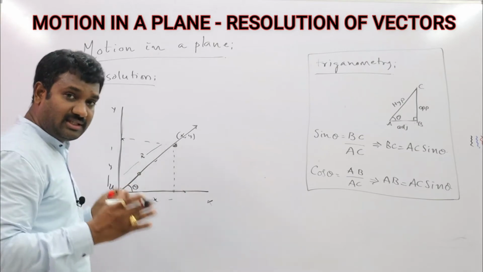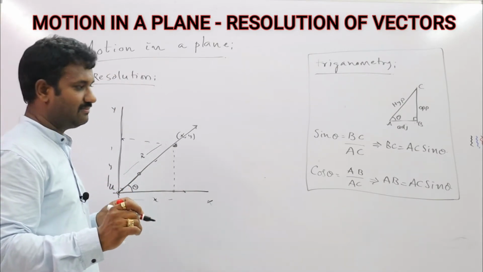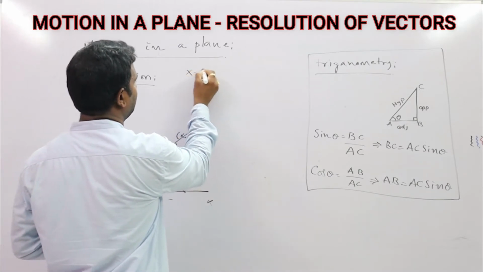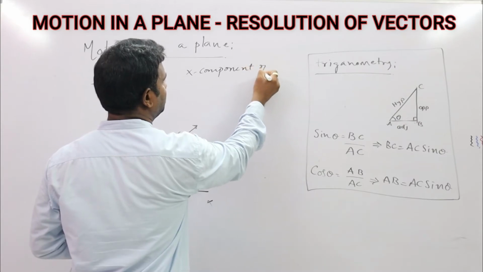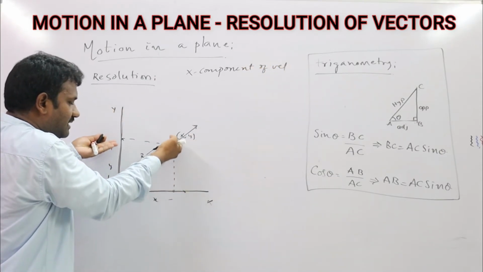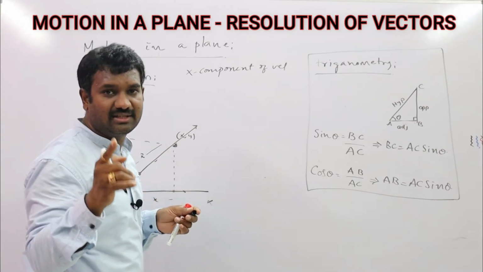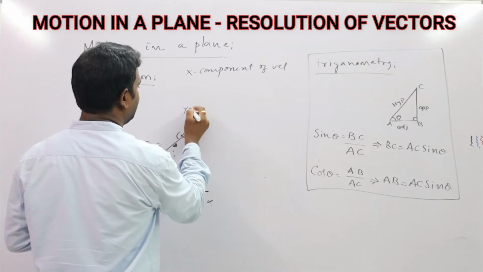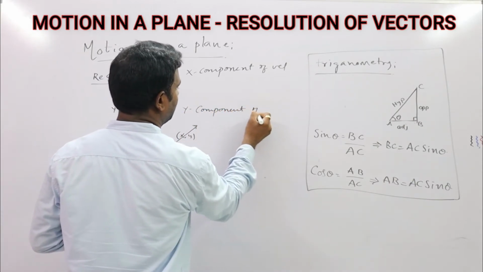As the motion is along the x-axis, it has some velocity along the x-axis. That's called the x component of velocity. It is moving like this. It has displacement in the y direction, which means it has velocity along the y-axis also. That is called the y component of velocity.